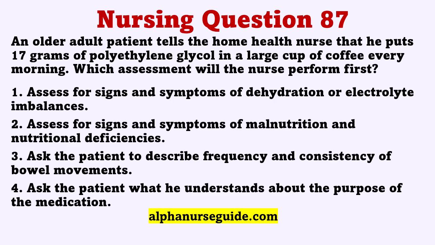Older adult patients generally have a greater risk for dehydration, fluid and electrolyte imbalances, and nutritional deficiencies, so these would be included in routine assessment. Reviewing understanding of medications is always a good idea if the nurse has time.